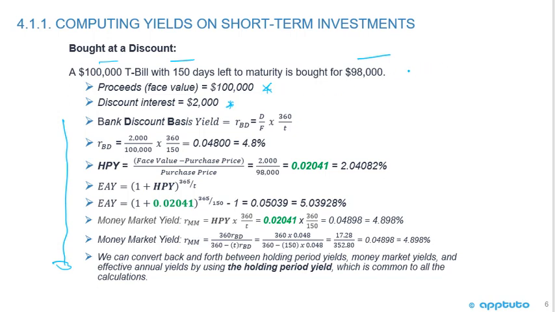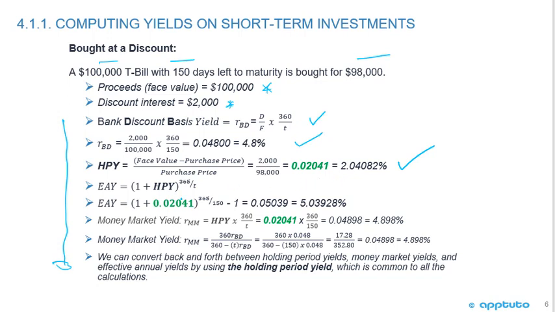So we know, if we went down to the holding period yield for sure, that's the easiest one. It's just face value minus purchase price divided by the purchase price. So that'll be 2,000 over 98,000, and that would give you a holding period yield of 2.04%. So that should be an easy one. Step number 2, the formula that we've just seen from the previous practice question shouldn't be too bad. The bank discount yield. That's discount over face times 360 over t. So 2,000 over 100,000 times 360 over 150, we're going to get 4.8%.